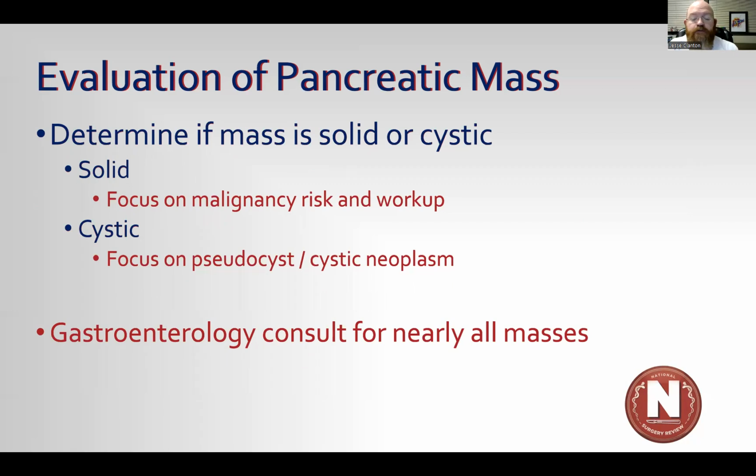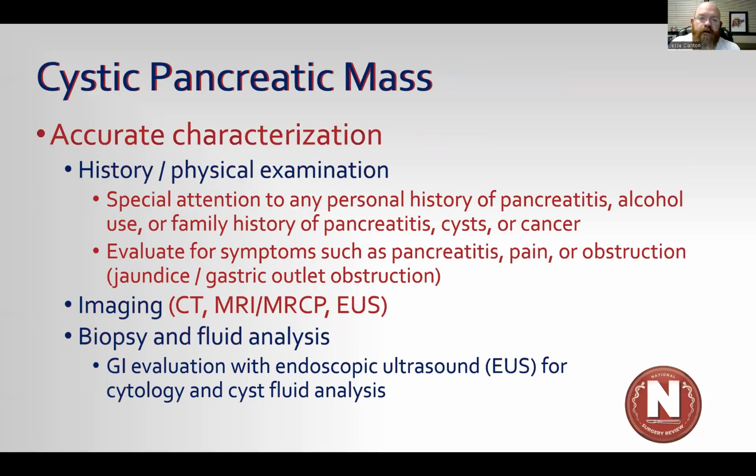I'll involve gastroenterology colleagues for almost all of the masses that I see. I would recommend this to anyone as well. Sometimes they may tell you in an oral board scenario that gastroenterology is not available, but whenever they're available, I use them. So for a cystic pancreatic mass, accurate characterization is incredibly important.